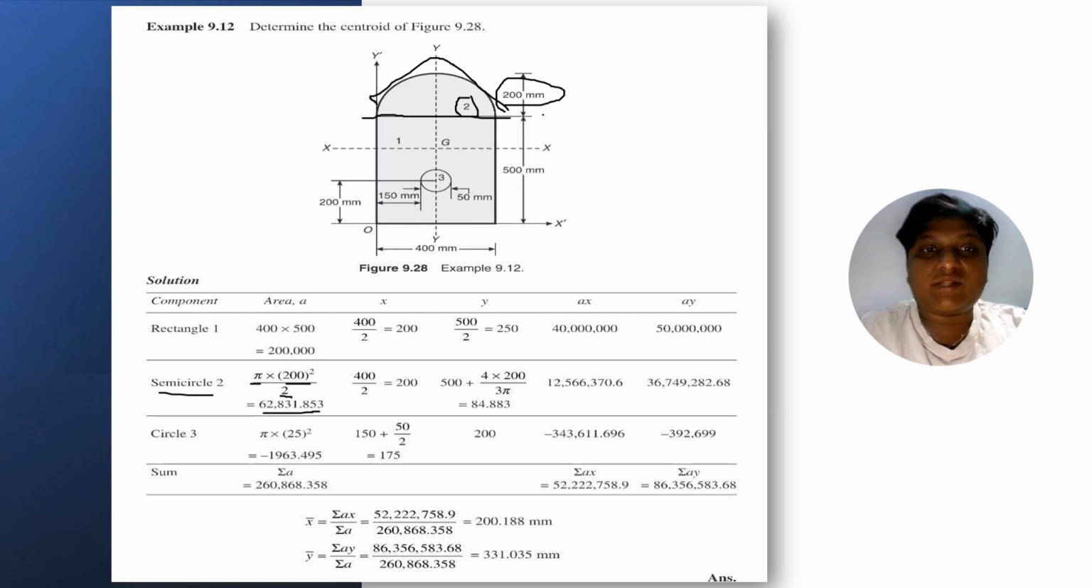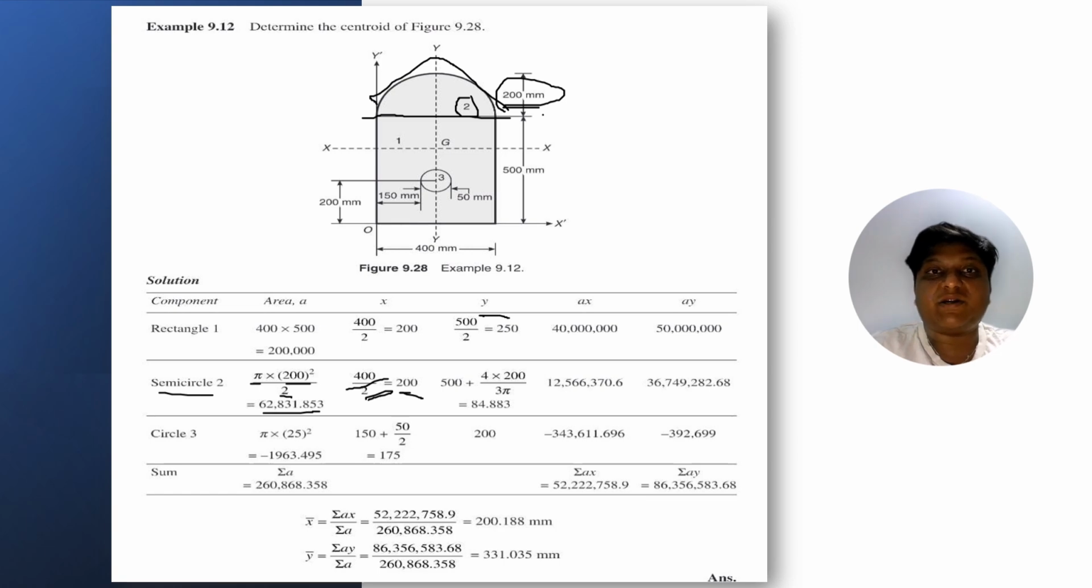So now we know that the radius of the semicircle is 200. D by 2, where d is the diameter. So if the radius is 200, the diameter should be 400, right? So we take d by 2, which is 400 by 2. Alright, when we do 400 by 2, we get the value 200. So this is our x bar value.